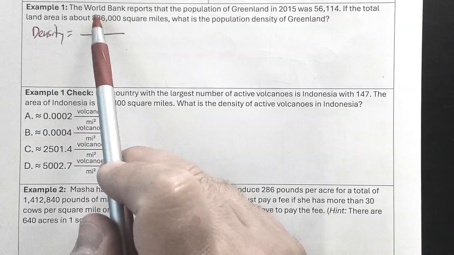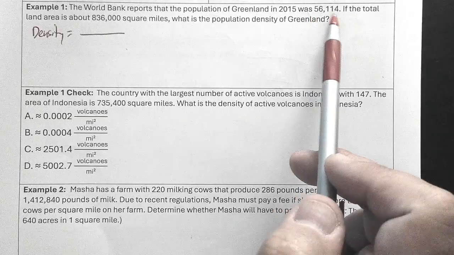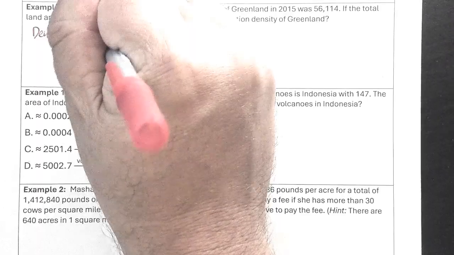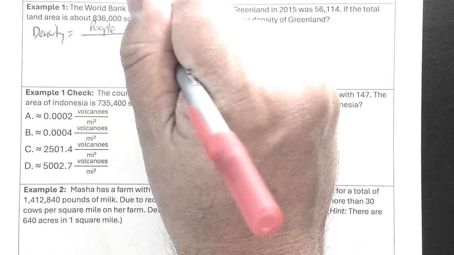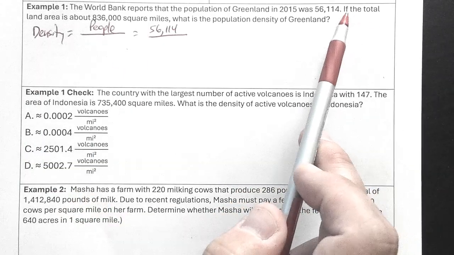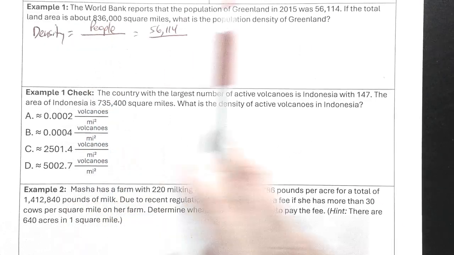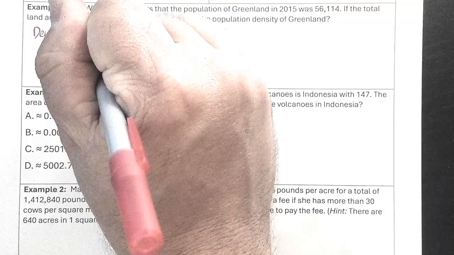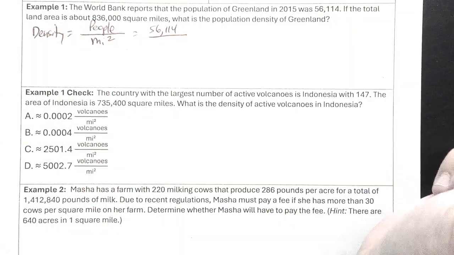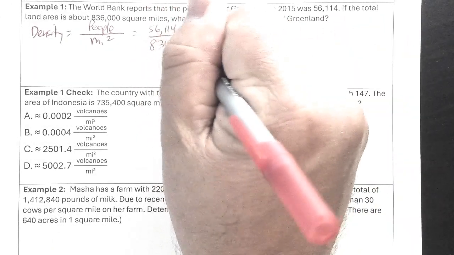So example 1, the World Bank reports that the population of Greenland in 2015 was 56,114. All right, so hold on. We're talking about people. 56,114. And we're talking about space, but let's see what unit. So if the total land area is about 836,000 square miles, you can put area, I'm going to put miles squared or square miles, same thing. Hopefully I said that right. Now I'm doubting.